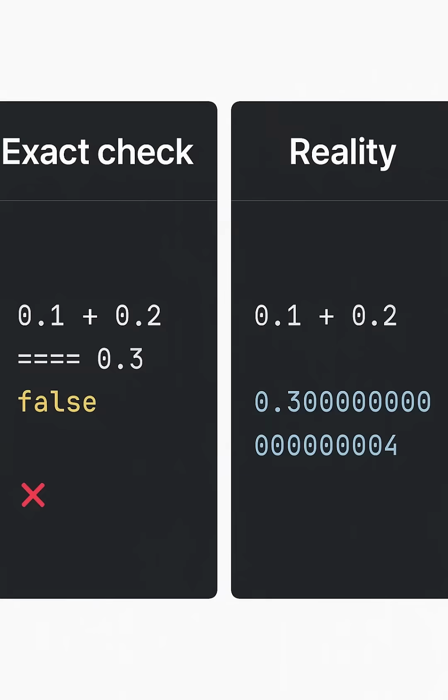That tiny difference breaks checks silently. Like this: 0.1 plus 0.2 equals 0.3? False. No errors, just wrong results. So how do devs fix it?